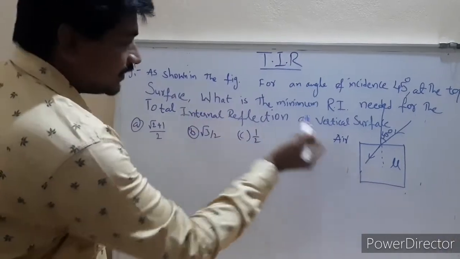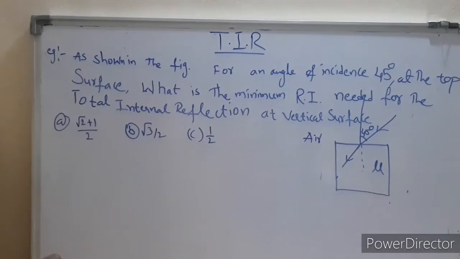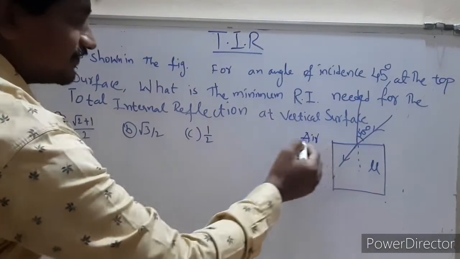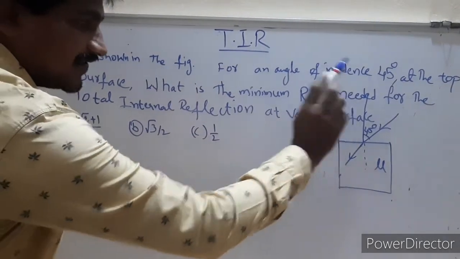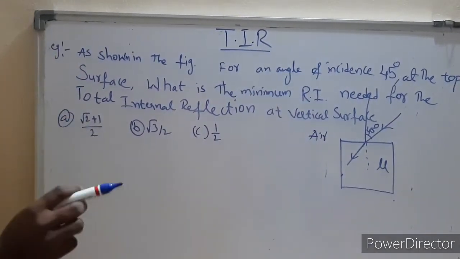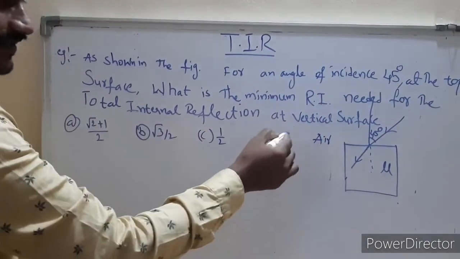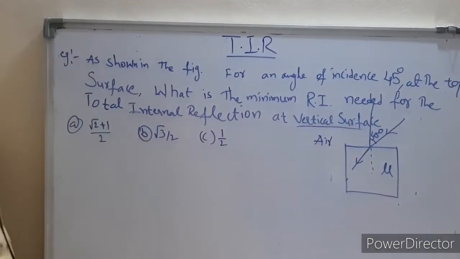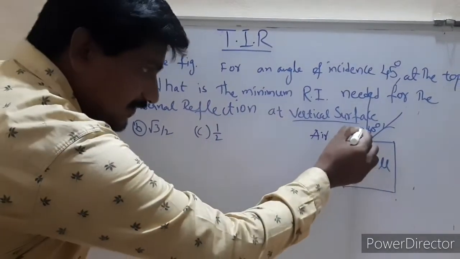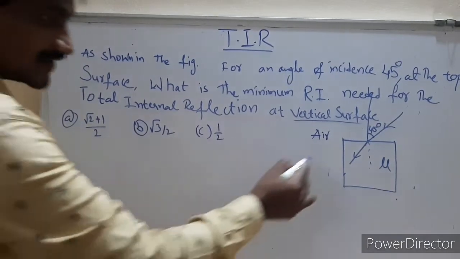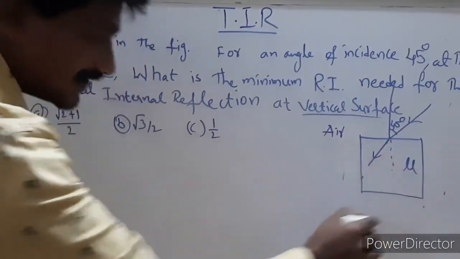As shown in the figure, for any angle of incidence 45 degrees at the top of the surface, what is the minimum refractive index required for the total internal reflection at vertical surface? They said vertical surface, so people will think that total internal reflection is from here to here only. But this is the horizontal surface. We are having the vertical surface here or here.